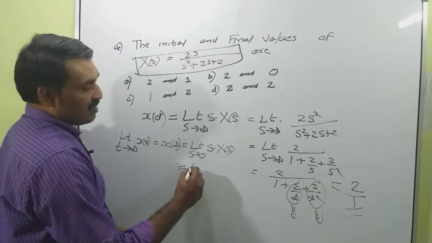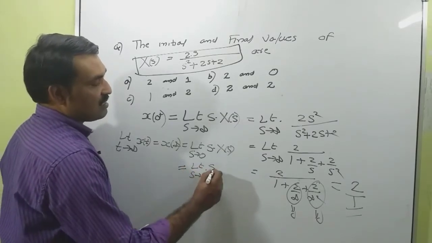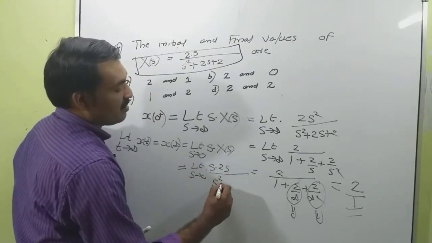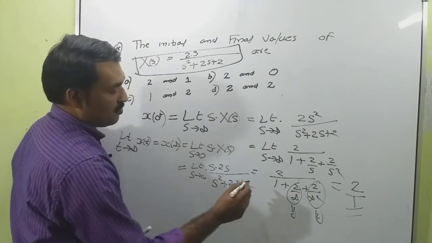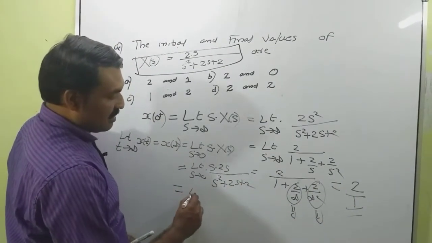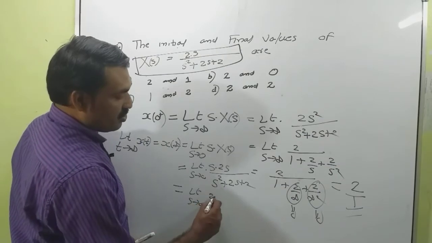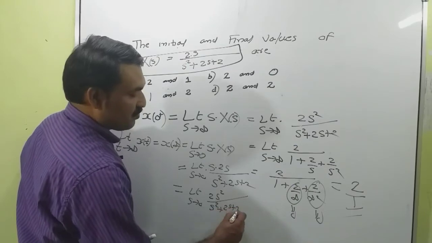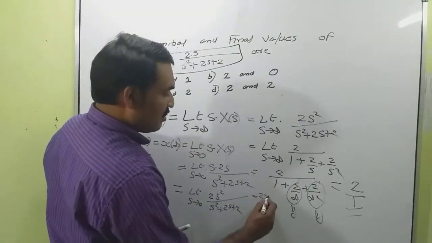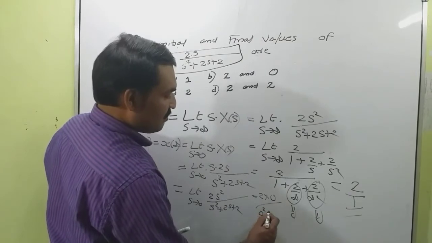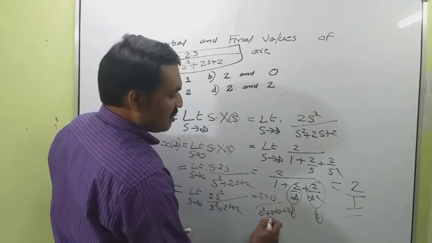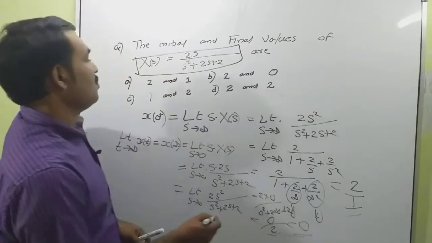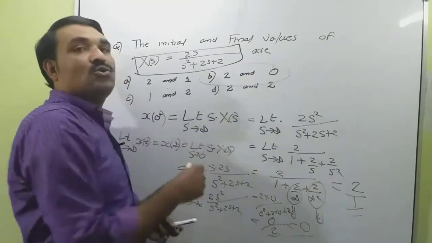That is equal to limit s tends to 0 of s into X of s, that is 2s divided by s square plus 2s plus 2. Now this is equal to limit s tends to 0 of 2s square divided by s square plus 2s plus 2. Put s is equal to 0, we get 2 into 0 divided by 0 square plus 2 into 0 plus 2. That is equal to 0 divided by 2, that is equal to 0. So the answer is B, that is 2 and 0.